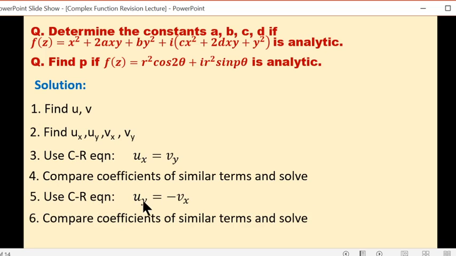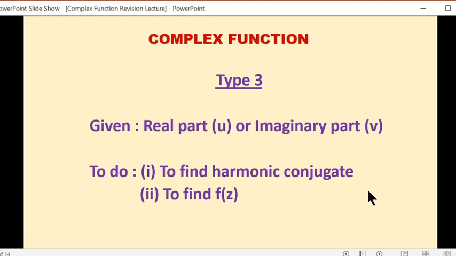Okay, so compare the coefficients of the similar terms on both the sides and solve. So next we use the second part of the Cauchy-Riemann equations, uy equal to minus vx. Substitute uy, substitute vx in this. Again compare the coefficients of similar terms on both the sides and solve, and you will get the values of the unknowns. यहाँ पर एक बात हमने देखा था कि if only one unknown is to be found out, then we need not use both Cauchy-Riemann equations. ये step 4 में ही आपको आंसर आ जाएगा. Then you need not proceed ahead. Okay. So this was problem type 2.